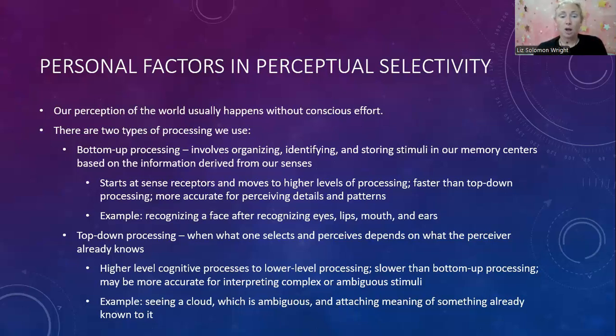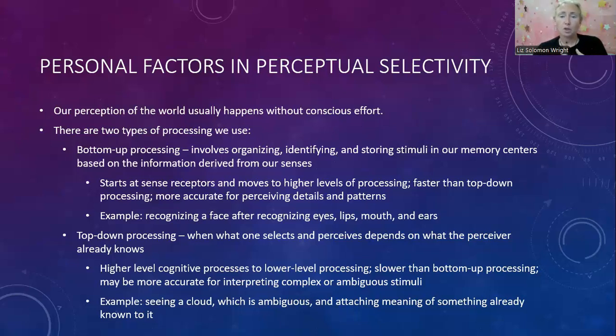First of all, we're doing bottom-up processing, which involves organizing, identifying, and storing stimuli in our memory centers based on the information derived from our senses. So obviously we've got vision, we've got auditory, we've got tactile, we've got scent. It starts at the sense receptors and moves into higher levels of processing, and it's going to be faster than the other type of processing we're going to talk about, which is top-down processing. And it's going to be more accurate for perceiving details and recognizing patterns.